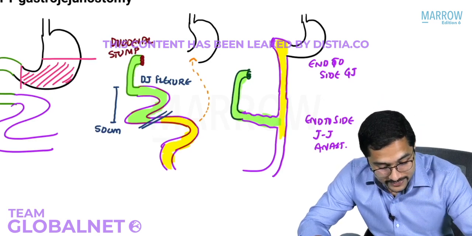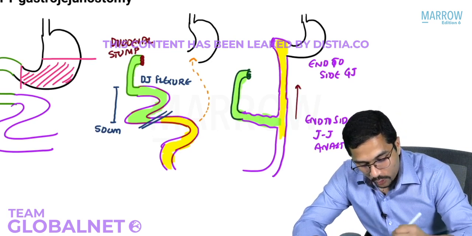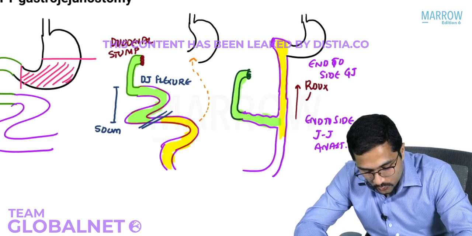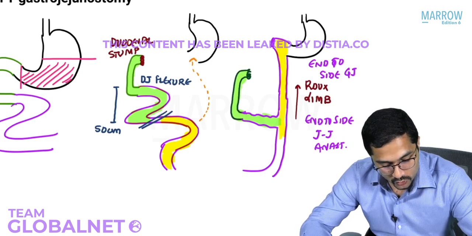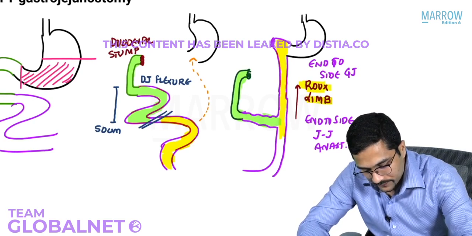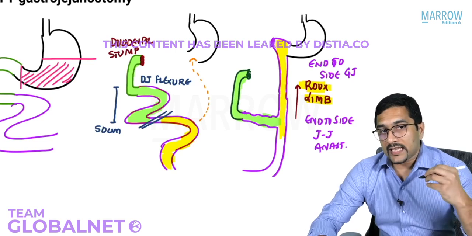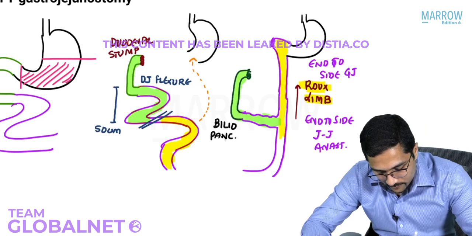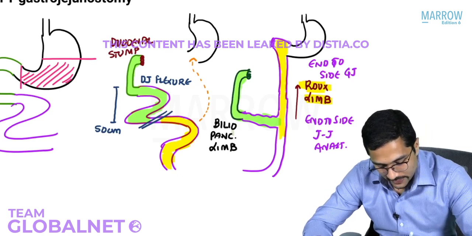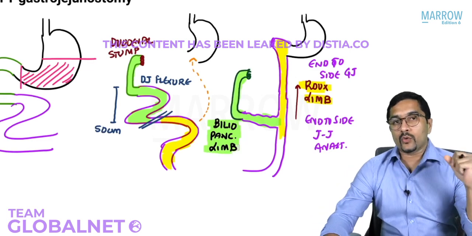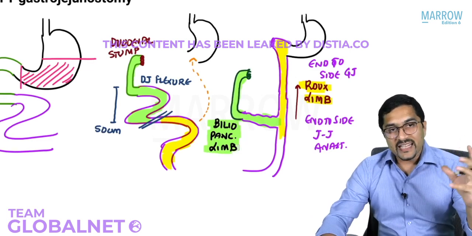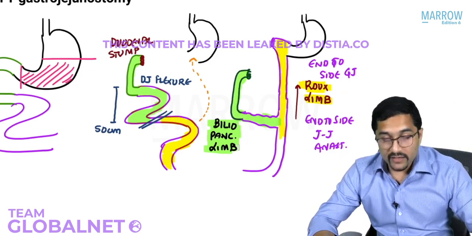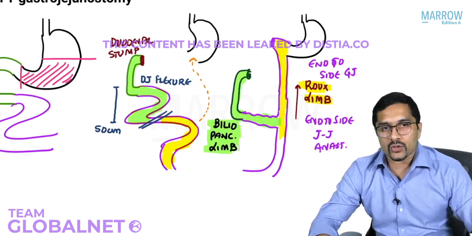Okay, so this yellow limb which I've brought up and anastomosed with the stomach is known as the Roux limb. Very important term. I'm going to use this a lot of times. Whereas this limb which is carrying the bile and the pancreatic juices is known as the biliopancreatic limb. So these are the two limbs in Roux-en-Y gastrojejunostomy, and when we carry out the anastomosis, it looks like a Y. That is why we are calling it a Roux-en-Y gastrojejunostomy.